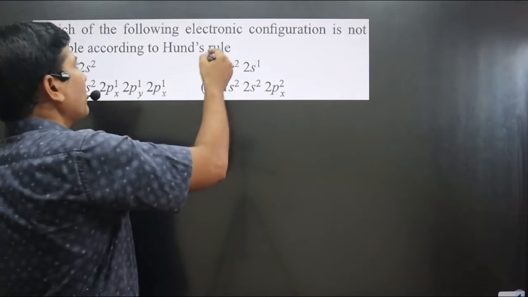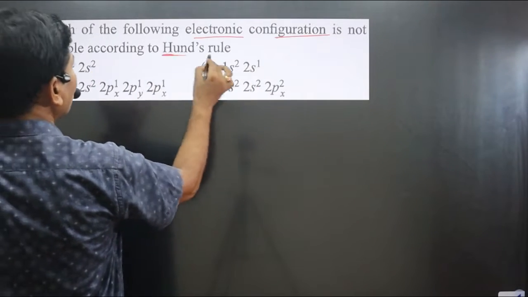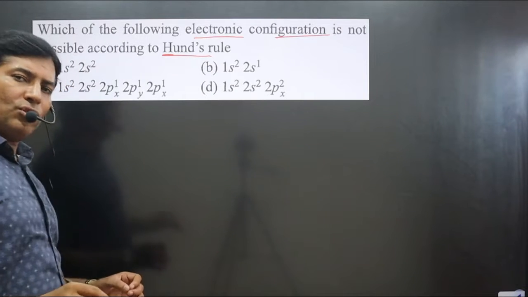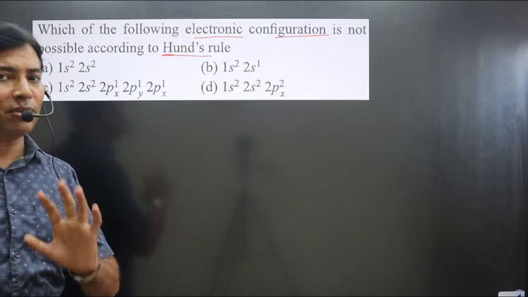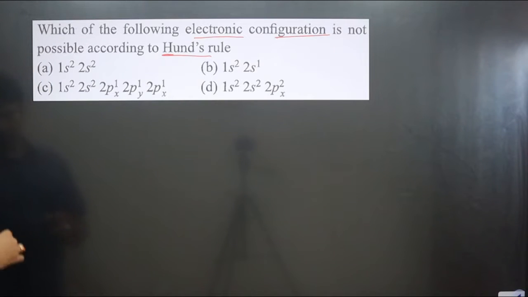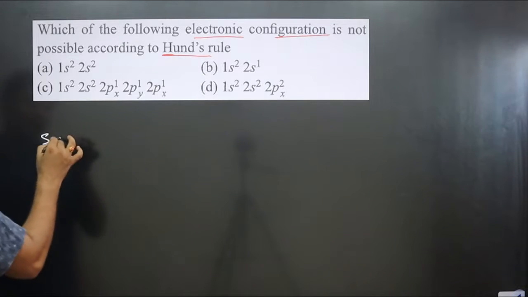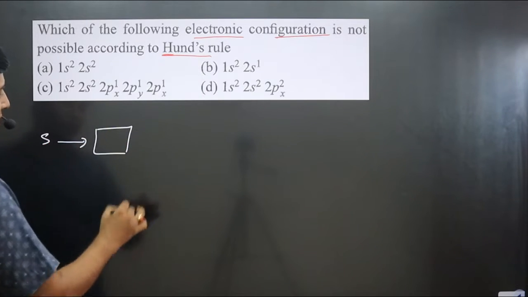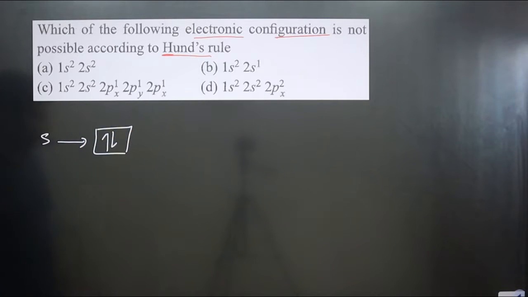The question says: which of the following electronic configurations is not possible according to Hund's rule? In Hund's rule we have learned that orbitals are singly filled with the spin first, then double filled. For example, we have s as a subshell. In this case, how many orbitals are there? Only one orbital. First single spin, then we have double spin.